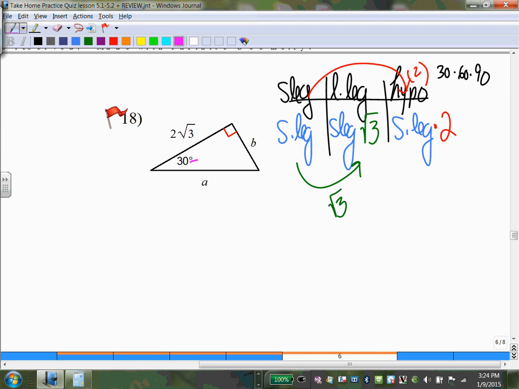So for this one, we first find our short leg, which is across the 30. So this B here is your short leg. Now we do our two function boxes. Short leg to hypo, it's going to be times by 2. And the other one, short leg to the long leg, is times by root 3.